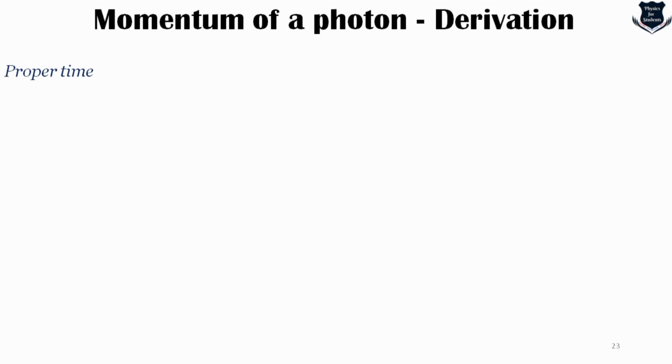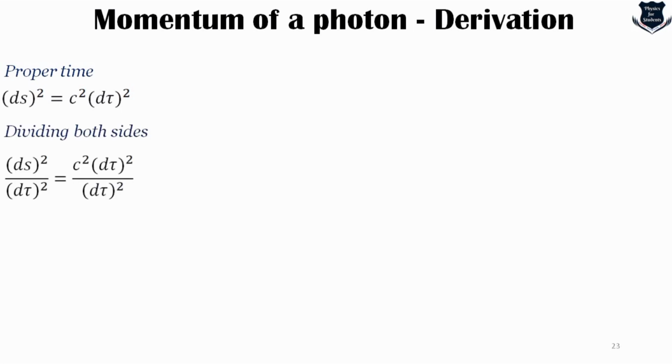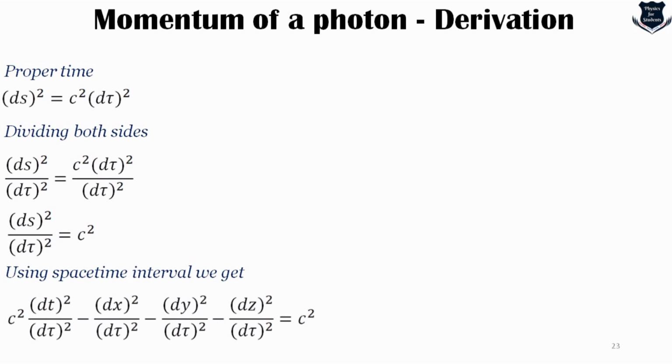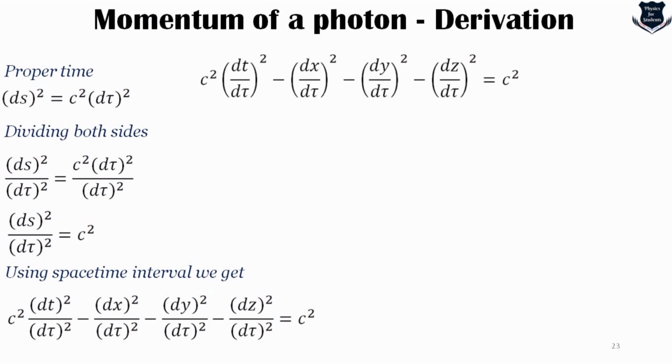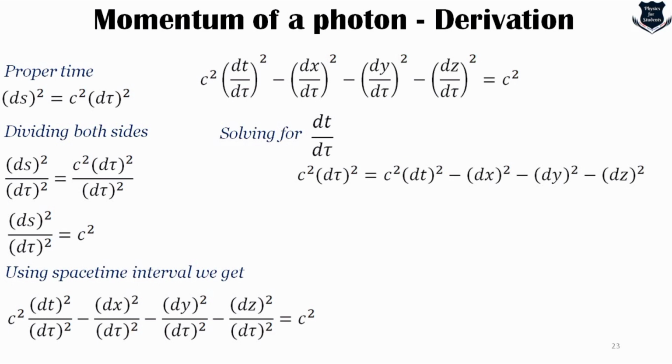Okay, so now what we do is that we know that proper time is this one. c squared equal to d tau squared. But what we are doing is that we are dividing both the sides by d tau square, and what we get is this. Now if we use that space-time interval, we get this. I don't need to explain much, we are just substituting the values, right? So we get to this, and we further solve for dt by d tau, and we get this.